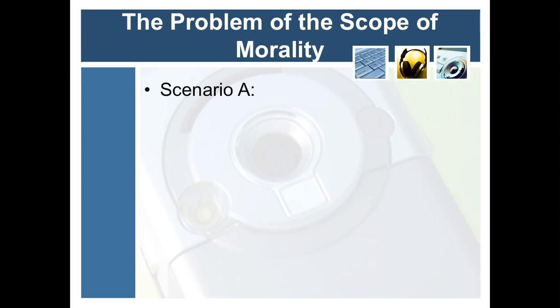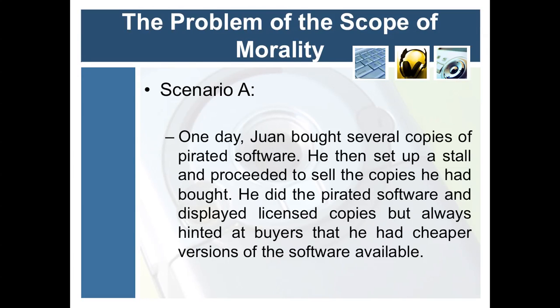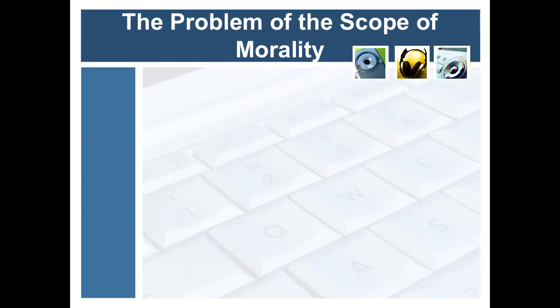Consider these two scenarios. First, let's take a look at scenario A. One day, Juan bought several copies of pirated software. He then set up a stall and proceeded to sell the copies he had bought. He hid the pirated software and displayed licensed copies, but always hinted to buyers that he had cheaper versions of the software available.